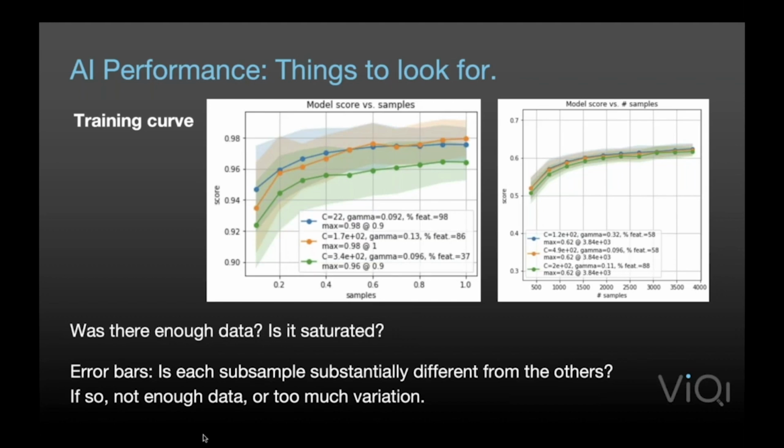Whereas on the left, you've successfully trained your AI, and now you can test it on real unknowns, or actually you want to test it on a withheld data set first.